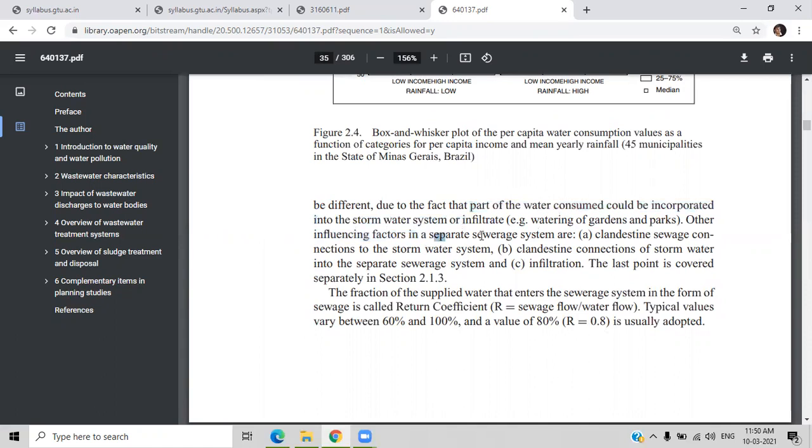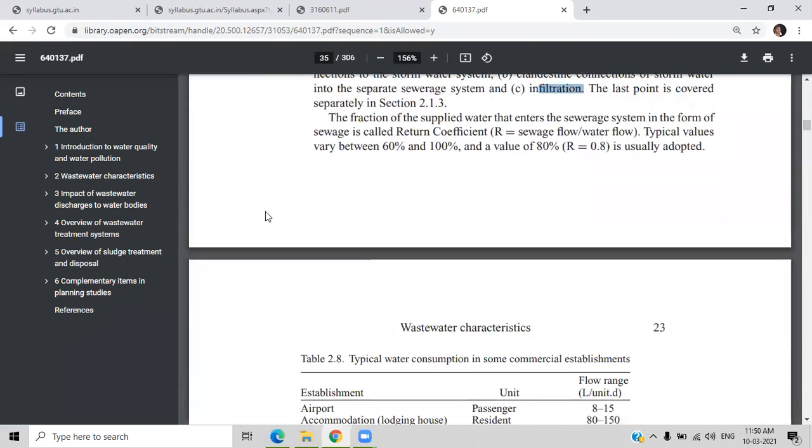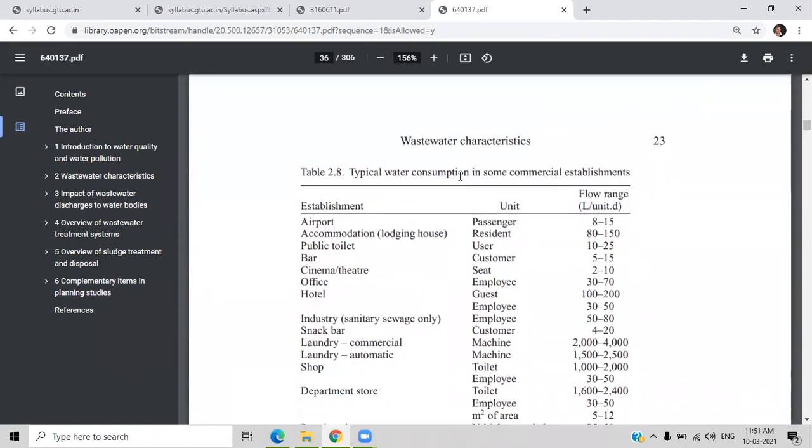Other influencing factors in a separate sewage system are clandestine sewage connections to the stormwater system, clandestine connections of stormwater into the separate sewage system, and infiltration. The last point is covered separately in a section. The fraction of the supplied water that enters the sewage system in the form of sewage is called the return coefficient. Typical values vary between 60% and 100%, and the value of 80% is usually adopted.